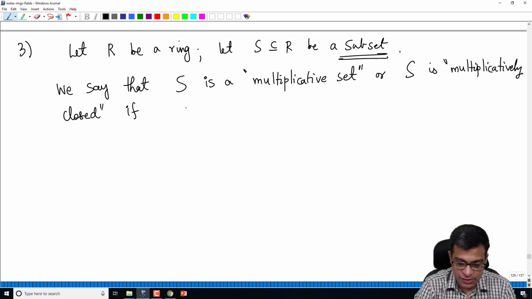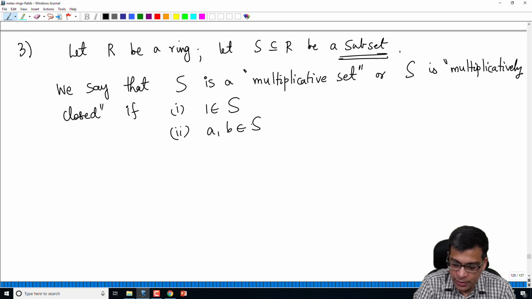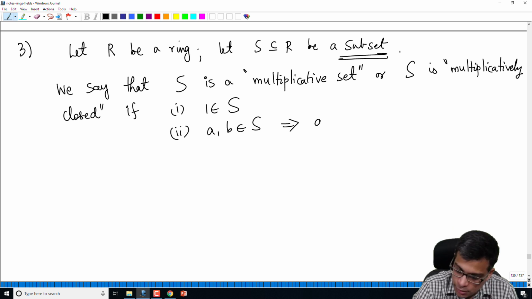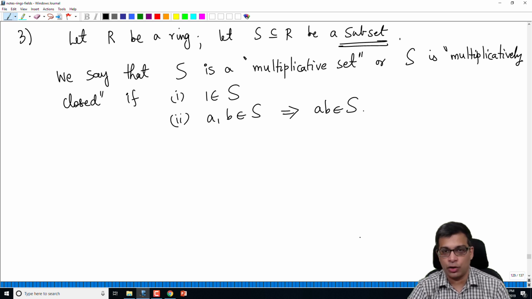If two things happen: one, the multiplicative identity element of R is in S. The other, if a and b are two elements in S, then their product is in S. So it's multiplicatively closed, as the name suggests. If two things are in S, their product is also in S. Okay, that's all, no other condition.